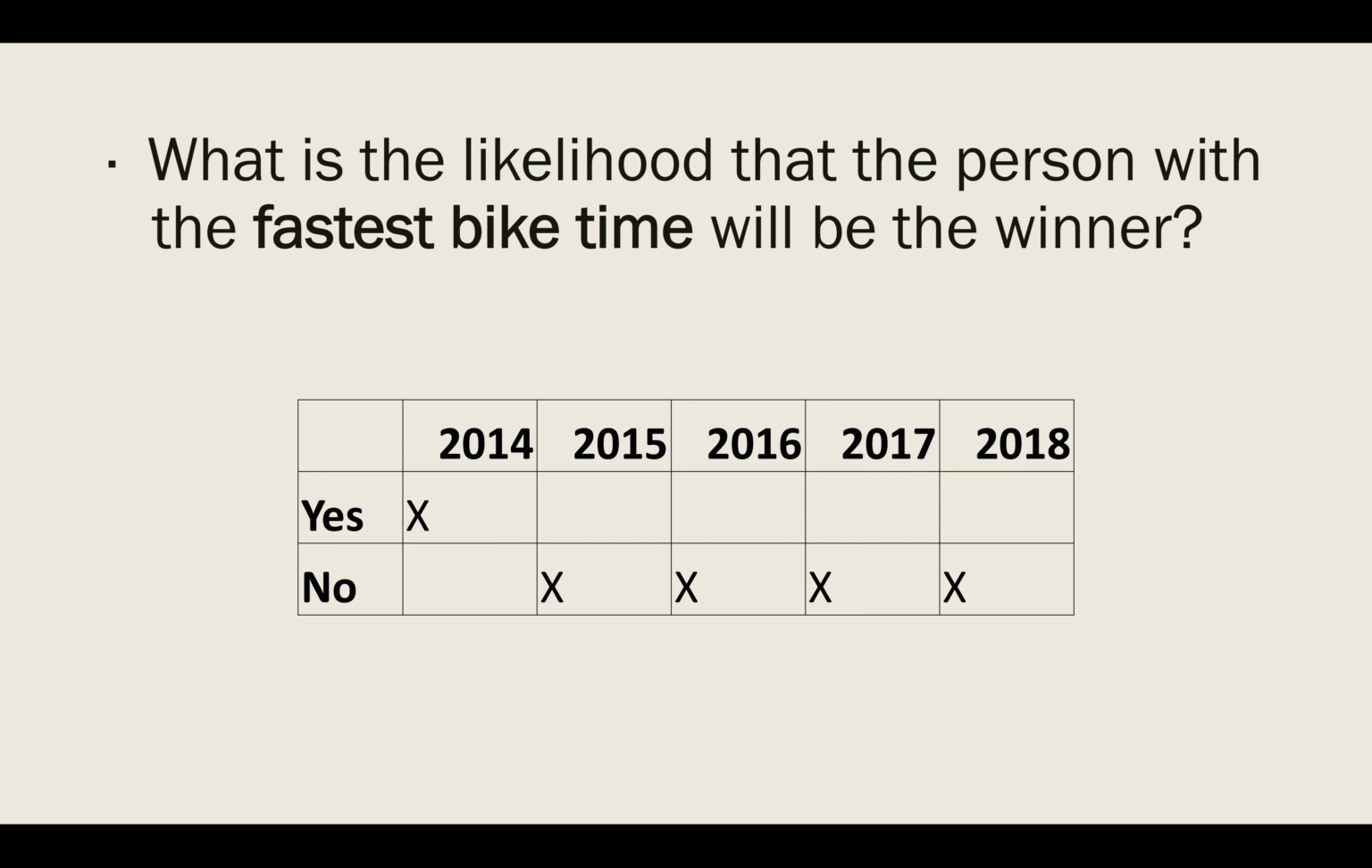What is the likelihood that the person with the fastest bike time will be the winner? Again, according to the data that we collect from the last 4 years of triathlon competition, only in the year 2014 did the participants with the fastest bike time win the competition.